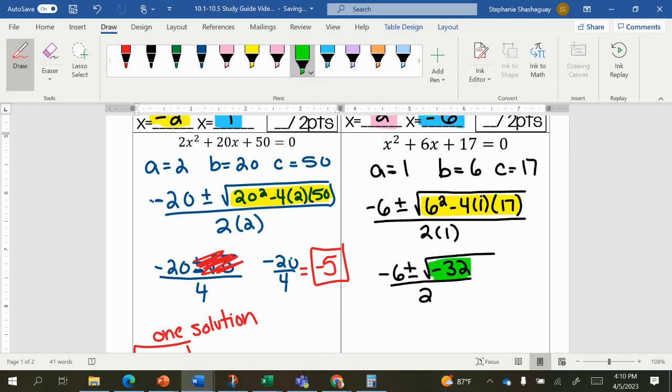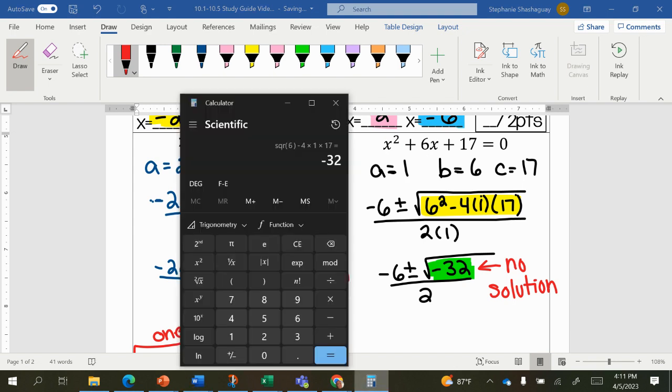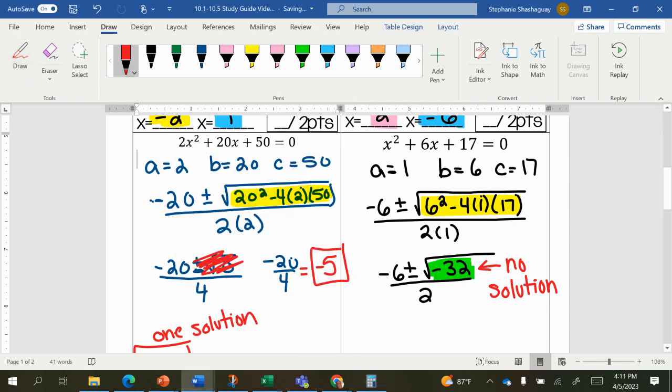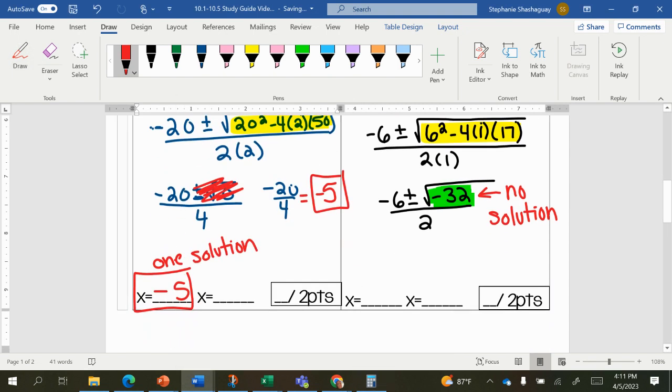This right here is going to throw up red flags in my mind because this means there is no solution. If in your calculator you tried to find the square root of negative 32 by pressing this button right here, you're going to get invalid, or on our calculators in class, you would get error. So that just means that this quadratic function has no solution.